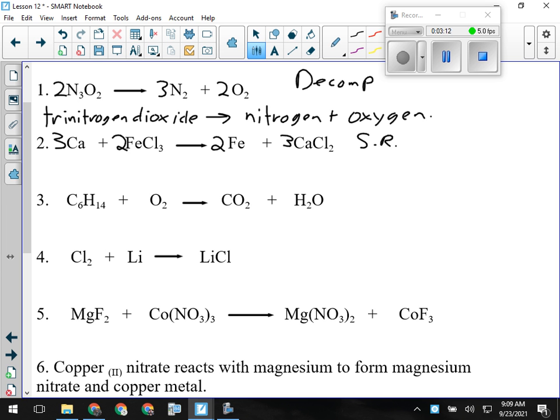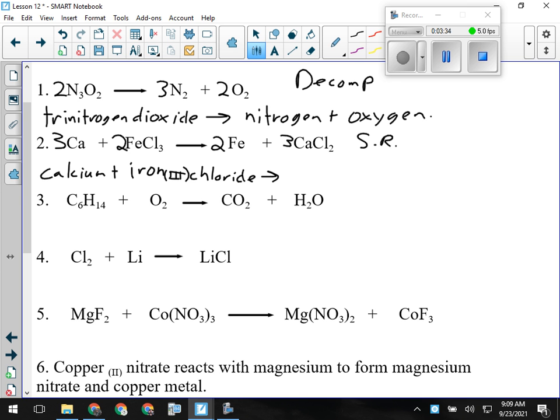Okay, and then written out in words, calcium plus iron, Roman numeral 3, chloride. You'd be surprised how often people forget that when they're writing out reactions. They forget all about Roman numerals, which unfortunately makes it wrong. So don't forget about Roman numerals.